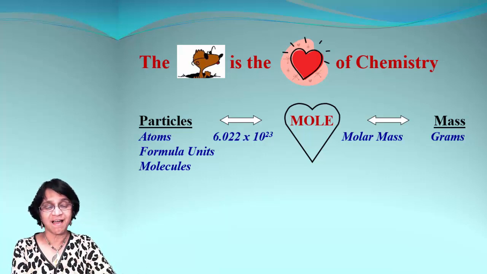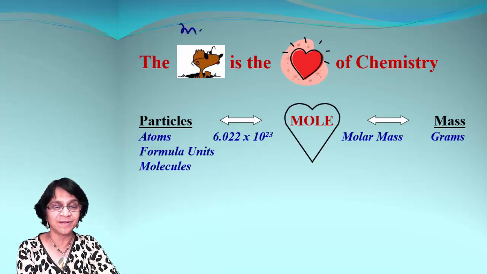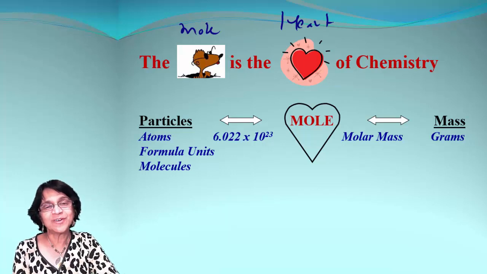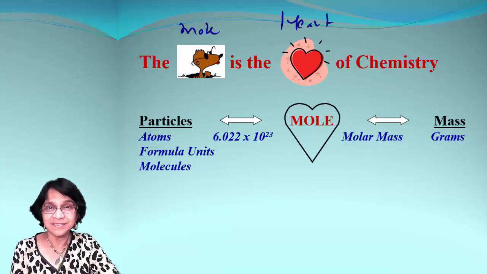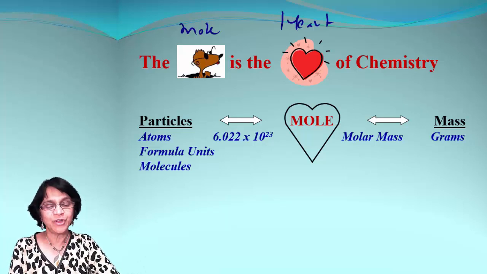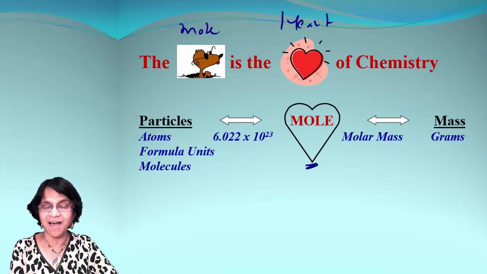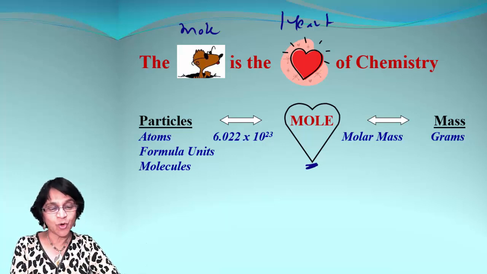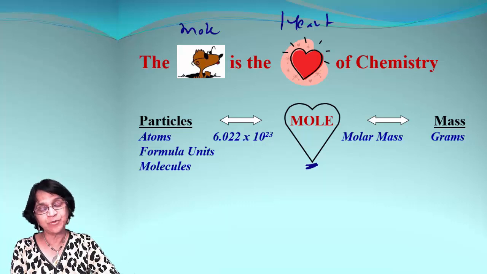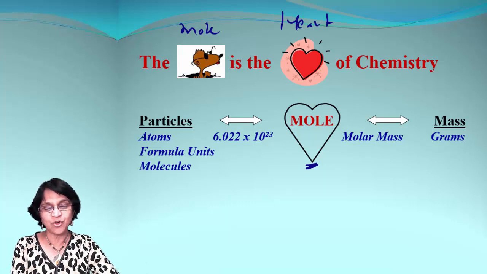Did you see what it says? I am drawing this as a mole, and I'm saying the mole is the heart of chemistry. Just like our body, the blood passes through the heart either way. Same way, when you do some conversion, we are going to always pass through this heart, which is a mole. So if you want to go from particles to mass, we go from particles to moles and moles to mass. Or if you want to go from mass to particles, we go from mass first to moles and moles to particles.